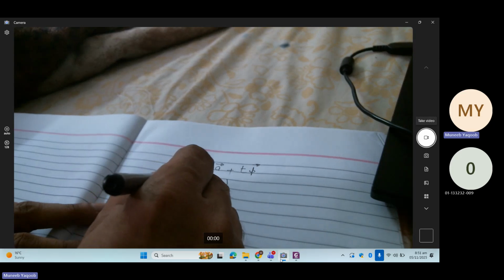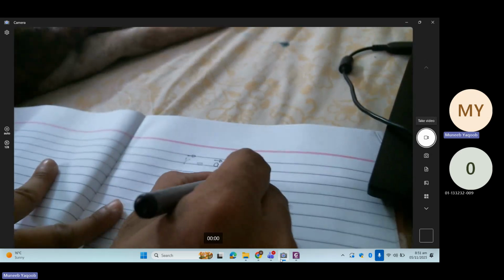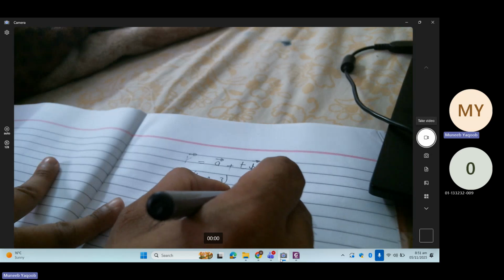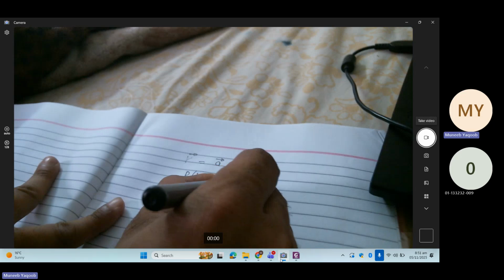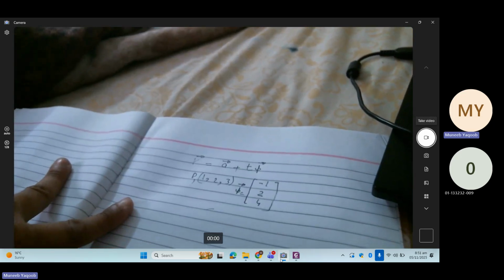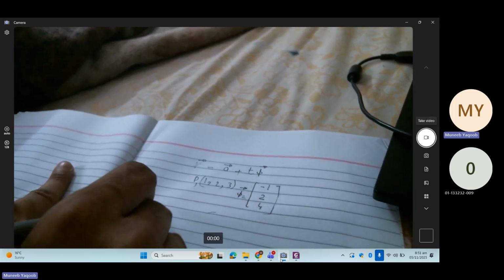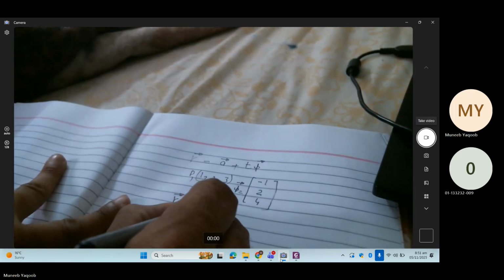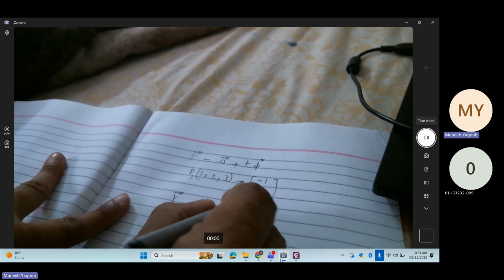Suppose this is the point P1 through which the line is passing, and we know that the direction vector of the line is -1, 2, and 4. Then how can we find the parametric equation of the line? We will simply use this vector equation, R equals A plus TP. So we will write R equals vector A plus parameter T times vector P.